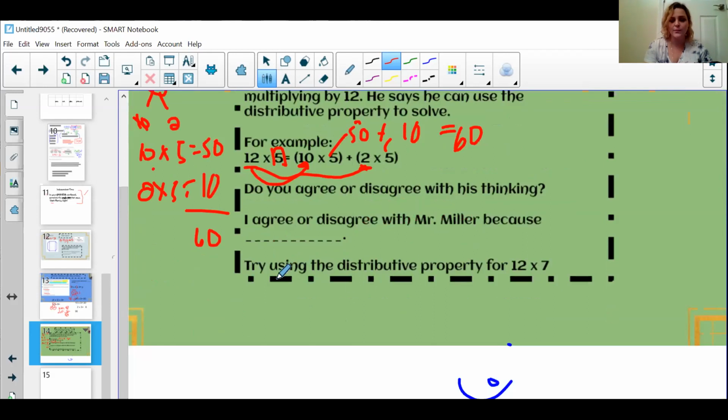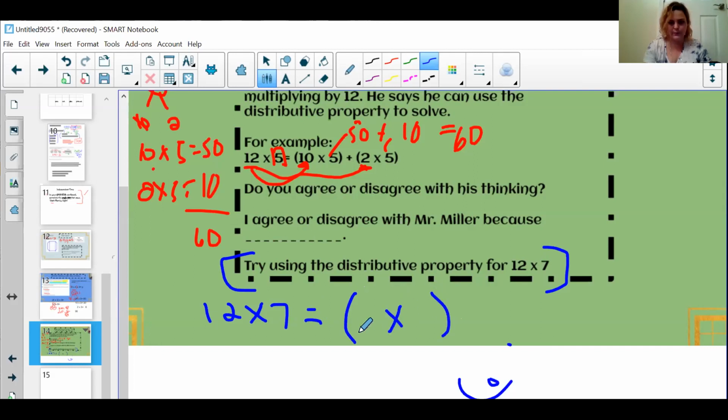We're actually going to ask you to pause again, and I want you to try out this bonus. Try using the distributive property for 12 times 7. So 12 times 7, that's a really bad X for multiplication, but 12 times 7 is the same as what factor times what factor plus what factor times what factor. So go for it, pause, and then come back to me.